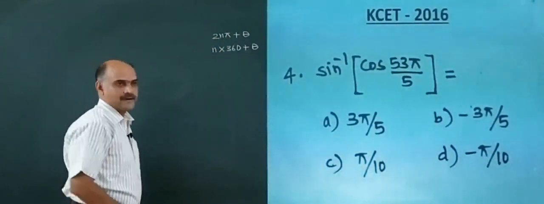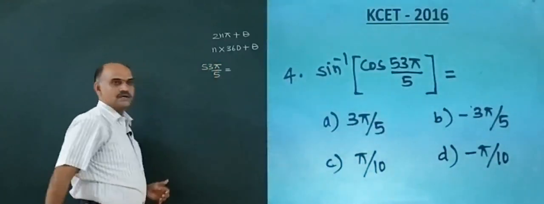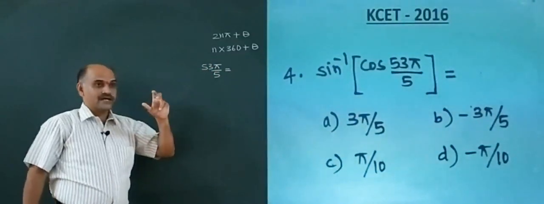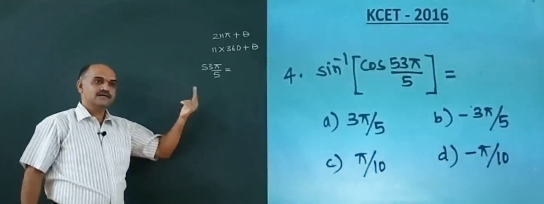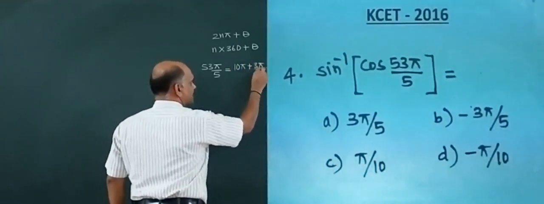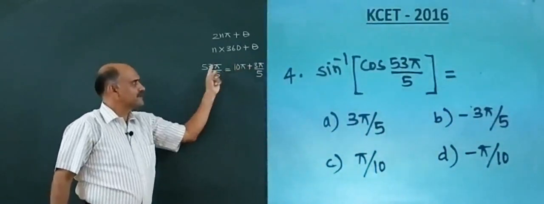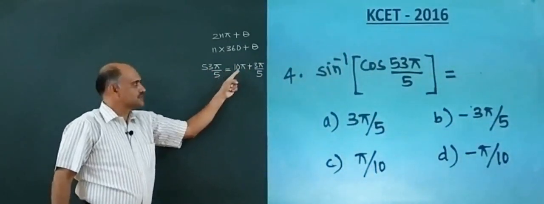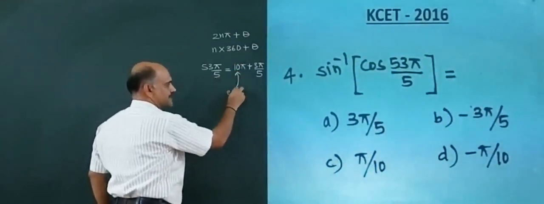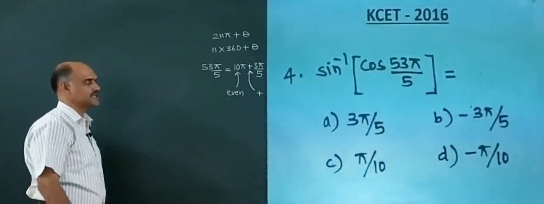So 53 pi by 5 is there. What you do, divide 53 by 5. In mixed fraction you can write it as 5 tens are 50, so 10 pi plus 3 pi by 5. Clear students? 5 tens are 50, 50 plus 3 will be 53 pi. So this should compulsorily be an even number, and always here it should be plus.